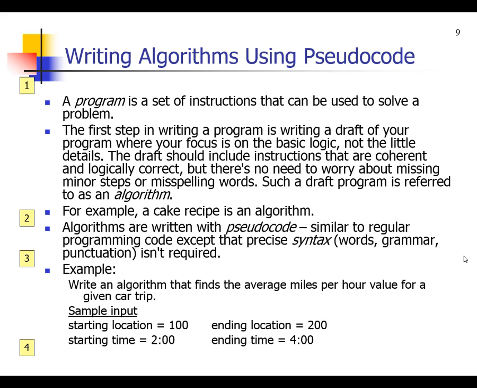So what's our distance? It's probably our ending minus our starting, right? And our time is going to be our ending minus our starting, right? So in this instance, our miles per hour is going to equal 100 divided by 2 hours, right? So we're averaging 50 miles an hour.